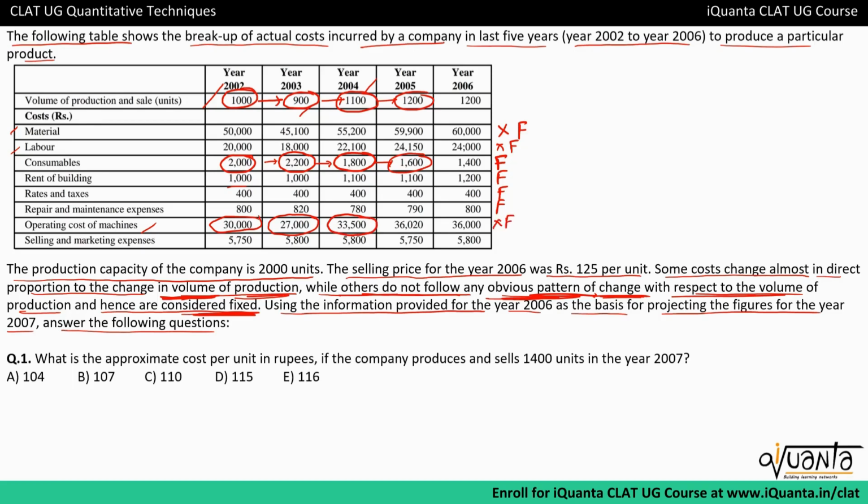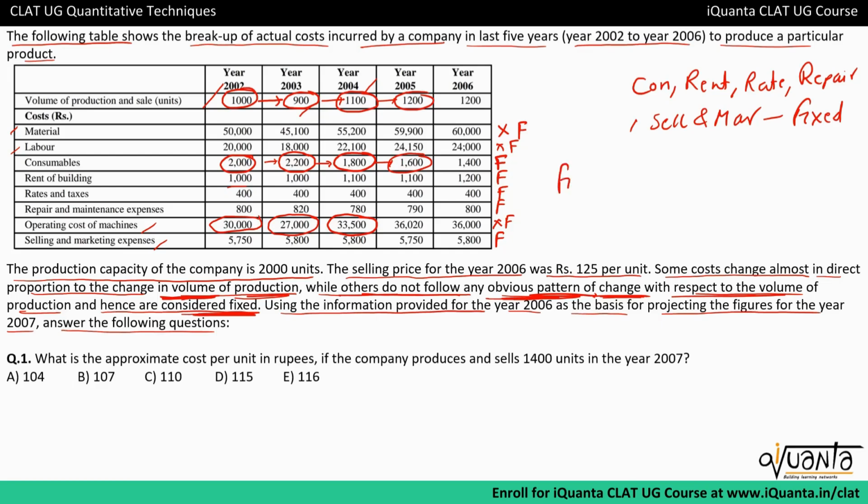While if you check for selling and marketing expenses, this will be fixed. So I can say that consumables, rent, then rates and taxes, then repairs, after that selling and marketing cost. Okay, so these all are fixed costs. That means in every year they will remain the same. So whatever is the fixed cost in year 2006, it will be in year 2007 as well. So we can find out the fixed cost in year 2007 as well. It will be the same as year 2006.